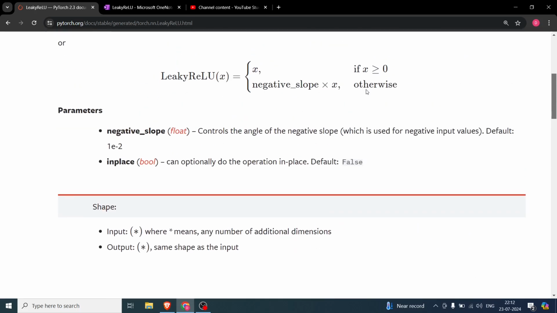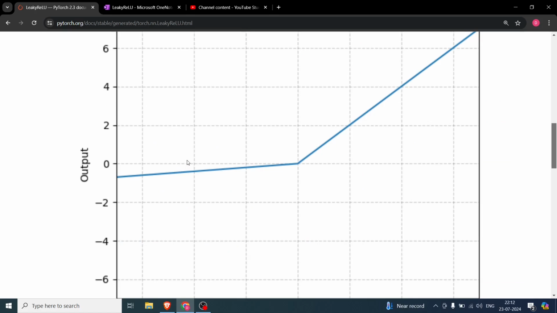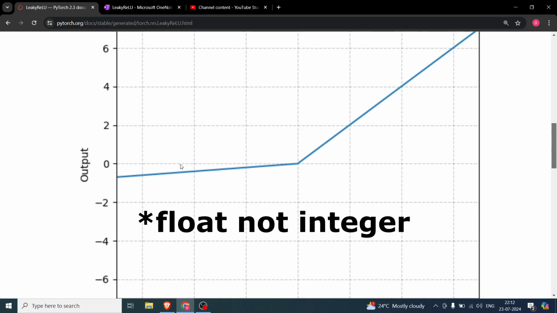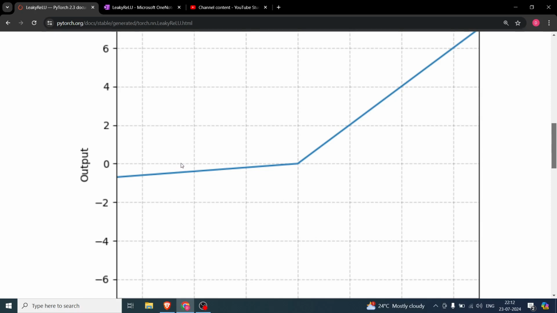That is going to be the negative slope, which would be a small number less than 1, times the value of x. So let's say over here this is going to be x. We will multiply it with a small negative slope, which is going to be a very small positive number. And so a positive number times a negative value is going to be a smaller negative value compared to x.